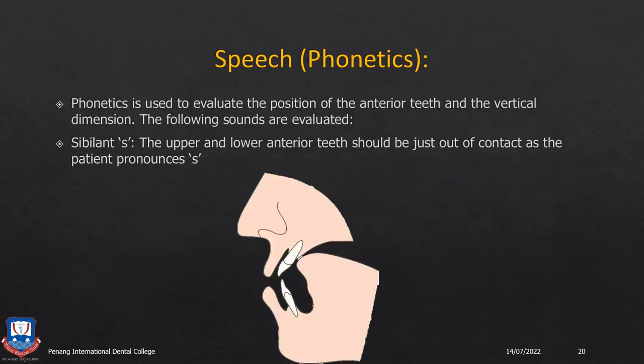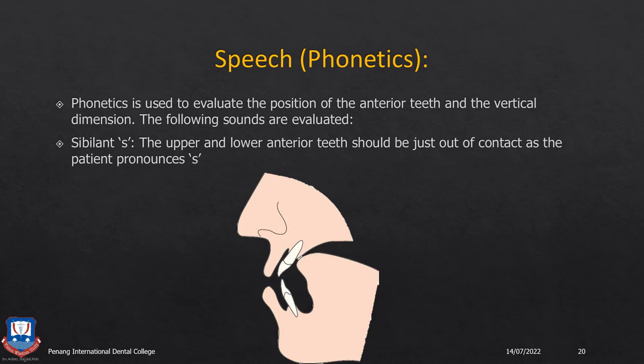So next is speech consideration, that is phonetics. Phonetics is used to evaluate whether the position of the denture teeth and the contours of the maxillary palatal vault of the denture base are proper or not, because these will affect the various sounds like sibilants, linguodental sounds, labiodental sounds, bilabial sounds, all these things. So first we check for sibilants.